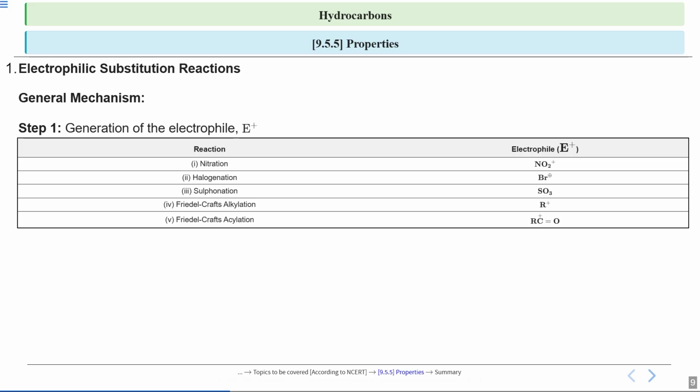Then for Friedel-Crafts alkylation, the electrophile is R plus, meaning an alkyl cation. For Friedel-Crafts acylation, the electrophile is an acyl cation, that means RCO plus. Each reaction has its own unique electrophile, and knowing this helps us to predict the product. Notice how the structures of the electrophile change depending on the reaction condition.